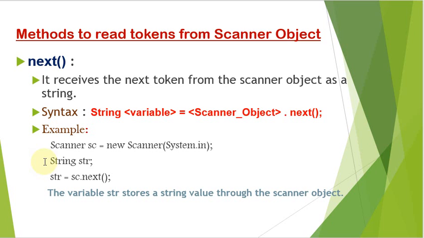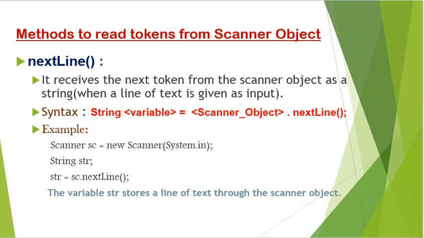This will accept the string value from the user and store it in the variable named str. There exists another method, nextLine, with L in capital letter, that again accepts a string value, but the main difference between next and nextLine is that the application of the next method is to accept only a single string from the scanner object.